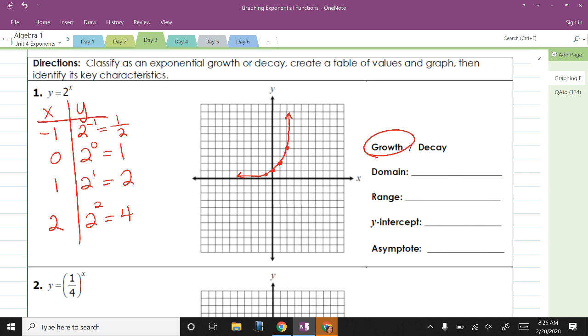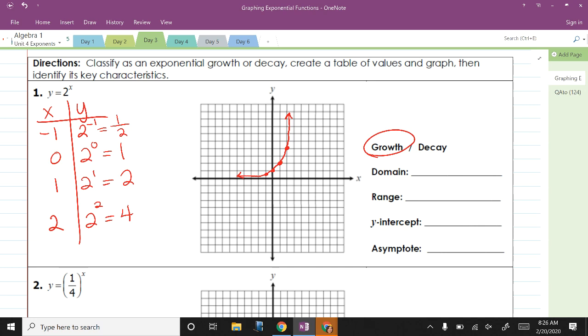Did you forget everything I taught you about domain and range? Left to right. Our x's are hitting what numbers? Oh, yeah.